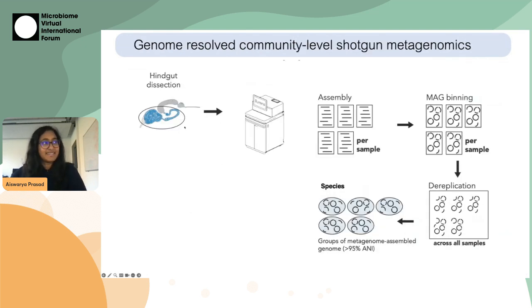So we dissected the bee gut, so we didn't rely on fecal samples, but could look directly at the microbiome and used Illumina sequencing. After this, we assembled the reads into MAGs and annotated them at the species level using the GTDB database.